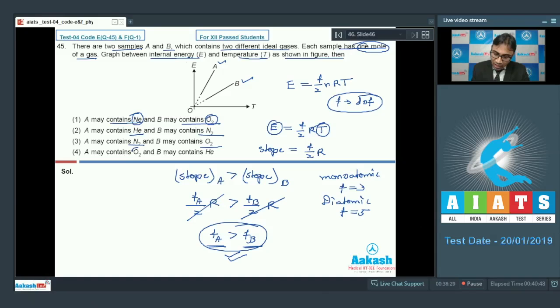Fourth option says A is O2 and B is helium. Yes, A is diatomic and B is monatomic. This can be possible. So we can say that our option number 4 will be the best answer.